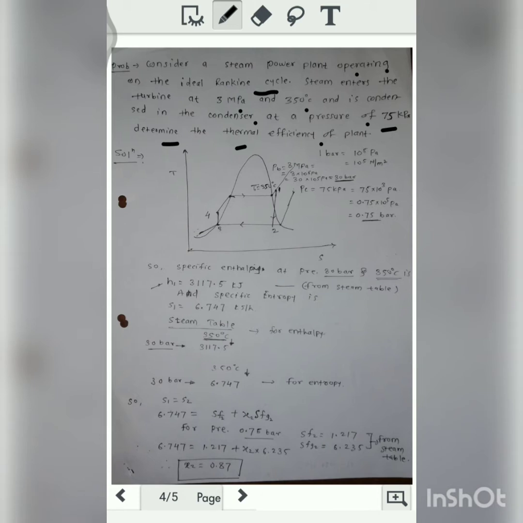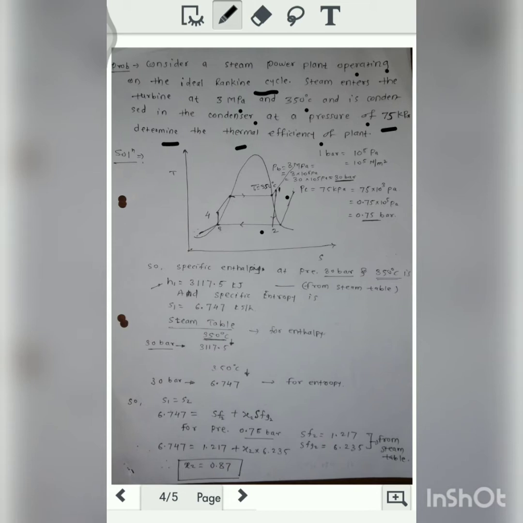First, the process 1 to 2. During process 1 to 2, it is an isentropic process, an isentropic expansion process. As it is an isentropic expansion process, the line 1 to 2 is exactly a straight line. Now process 2 to 3 is a condensation, that means conversion of the steam into water.